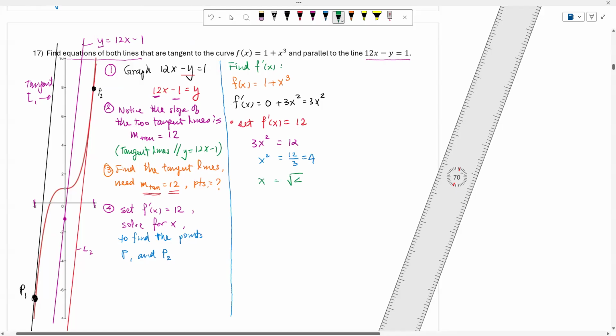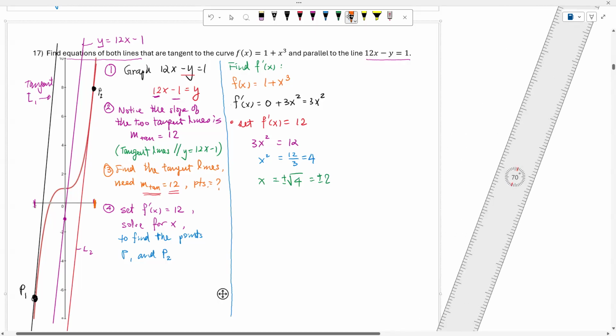Then we take the square root of 4. But remember, we have to have a plus or minus, right? So in this case, I have plus or minus 2. That means when x equals -2, I will be able to find P1. When x equals 2, I will be able to find P2.